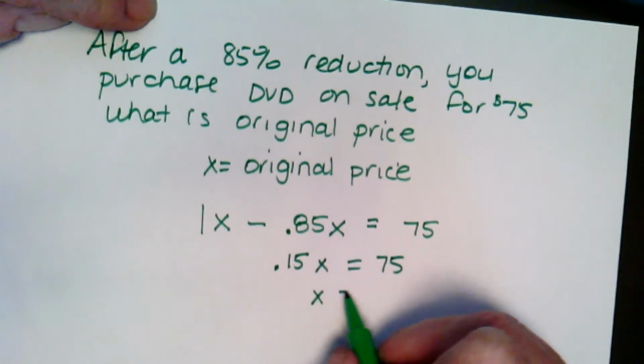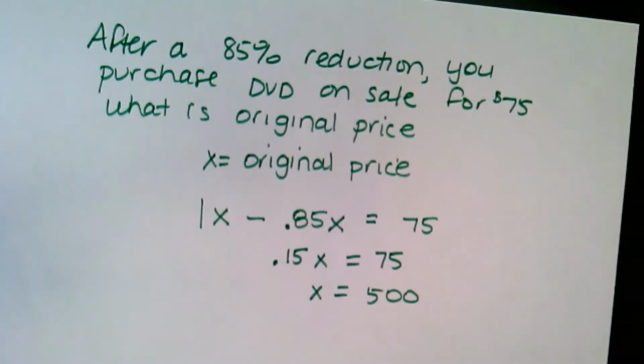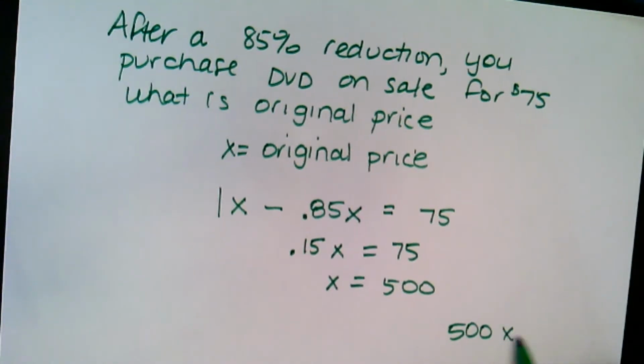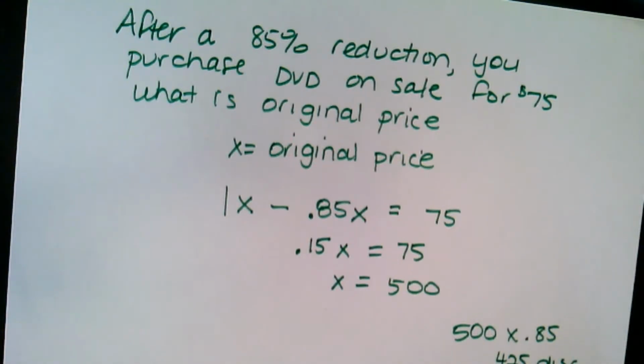And then we divide both sides by 0.15. And we get 500. So what a deal. And you can check yourself. Take 500 times 0.85, and we get 425. So that is the discount. If I take 500, take away 425, it is $75.